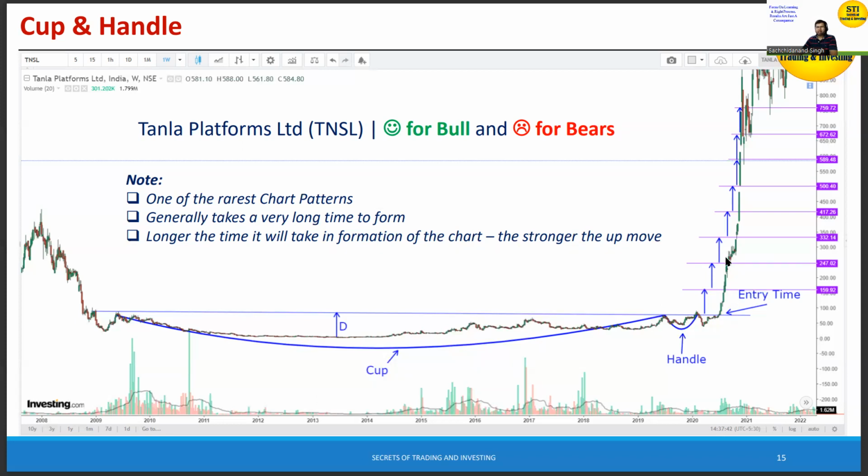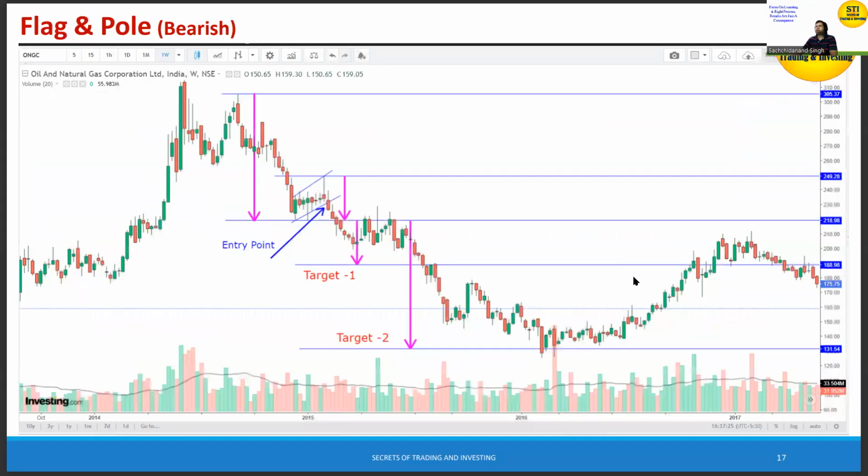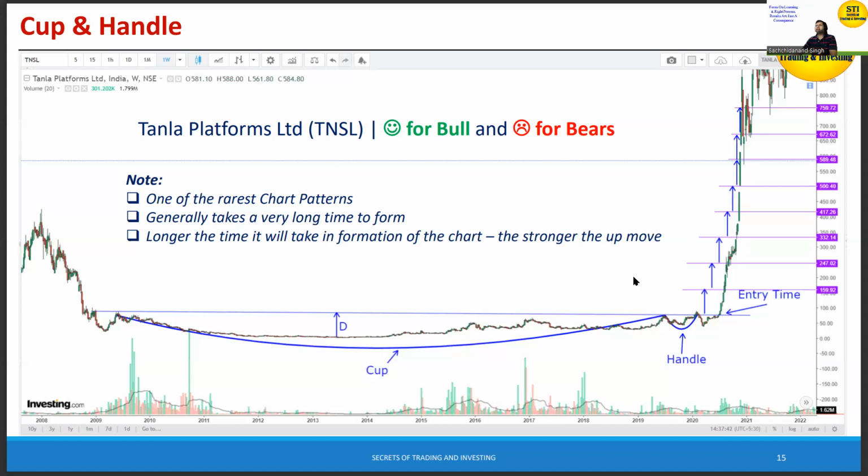Maybe exit 50%, 60%, whatever you like, and then for the remaining value, you can keep on trailing until the time it gives a clear reversal signal. Okay, so this is one example of a bullish chart pattern. Basically, the continuation ones we will continue tomorrow.